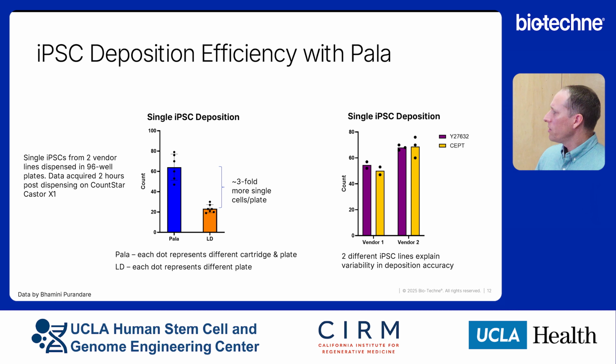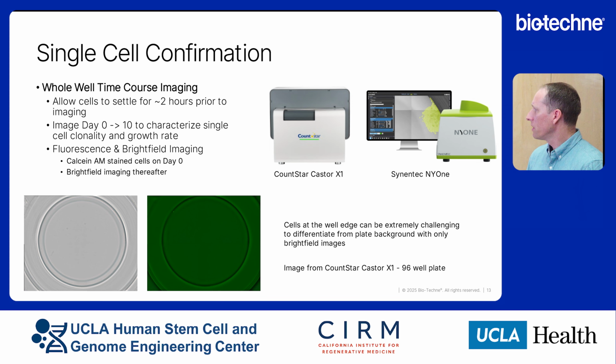And there's some variability that we attributed actually to the 2 different cell lines. So with dispensing, we found that the vendor 1 had a slightly lower number of single cells dispensed than the vendor 2 cell line. So these cell lines can be very different in terms of their sensitivities, and so you have to kind of optimize with your particular cell line. You can get very different kinds of results depending on the cell line you're working with.